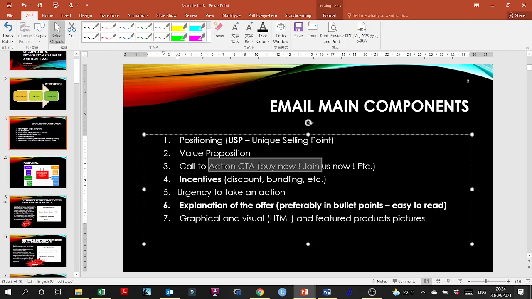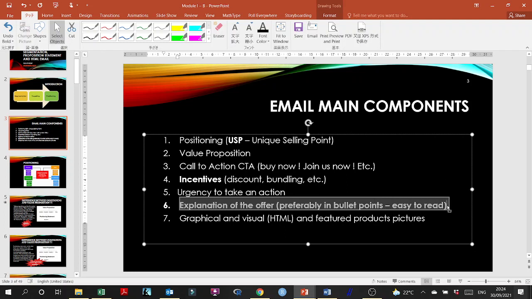And say something that creates limited supply. Say something like limited supply, and so on. Then an explanation of the offer in a bullet point. I don't want you to do this for the assignment for now.